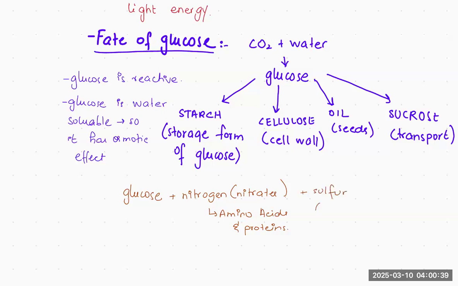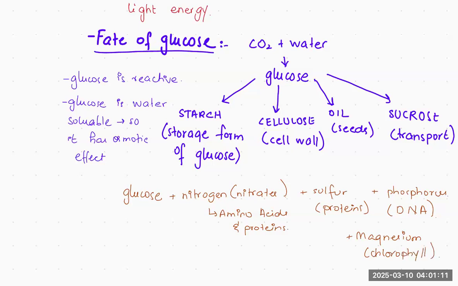Then it requires phosphorus. Phosphorus is needed for the formation of DNA. Then it requires magnesium. Magnesium is needed for the formation of chlorophyll. If any of these nutrients or any of these minerals are not available, the plant is definitely going to suffer.